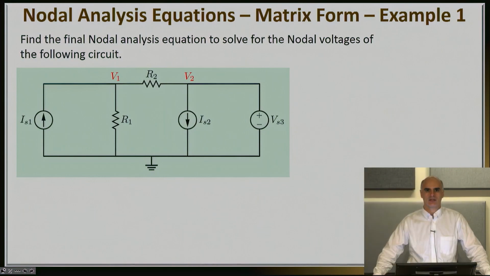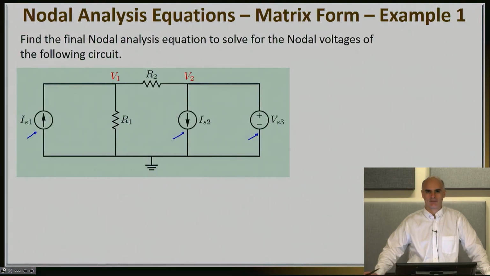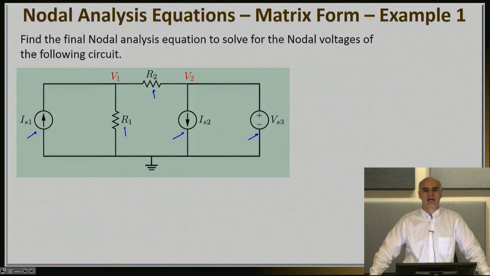So this is the circuit that we will be dealing with. It has just three different sources. IS1 is a current source, IS2 is also a current source, VS3 is a voltage source, and then it has two resistances, R1 and R2. Now, let me very briefly review the steps and apply them to this particular circuit.